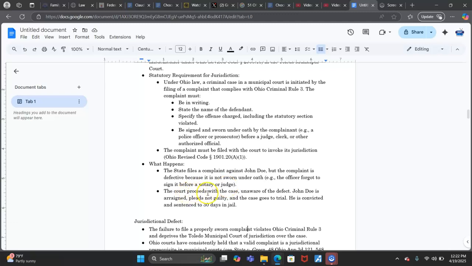The court proceeds with the case unaware of the defect. We're going to say that the court knew about it. John Doe is arraigned, pleads not guilty, and the case goes to trial. He's convicted and sentenced to 30 days in jail. What is his remedy? Who can tell me his remedy here? Because the jurisdiction hasn't been properly invoked.